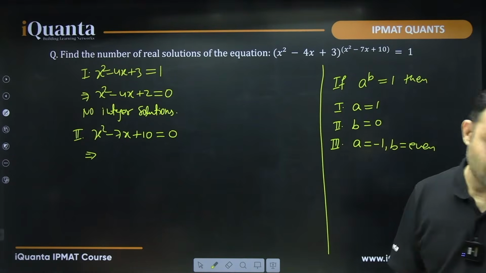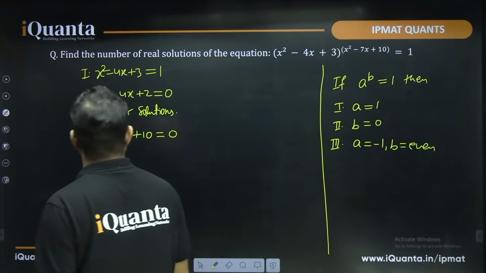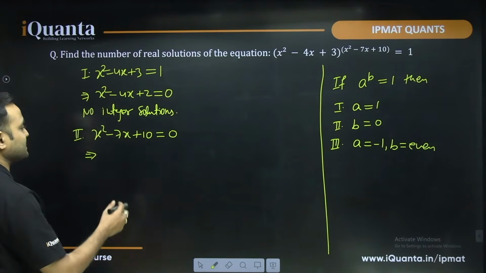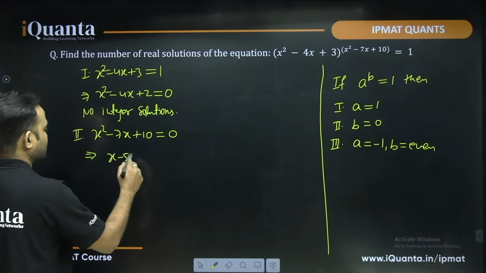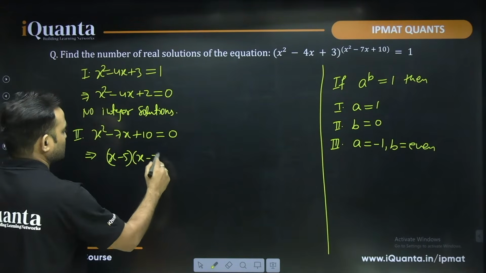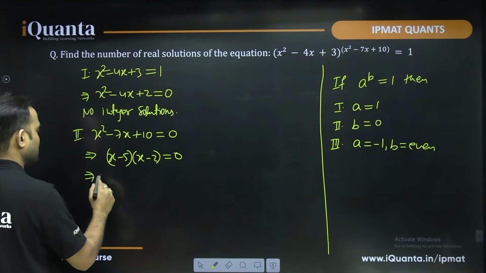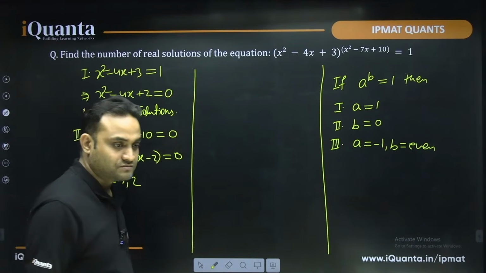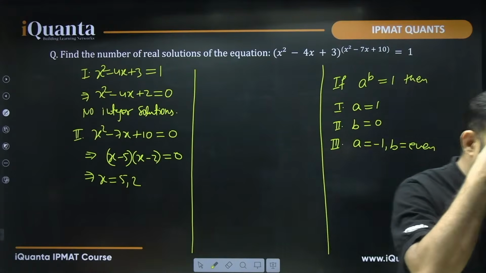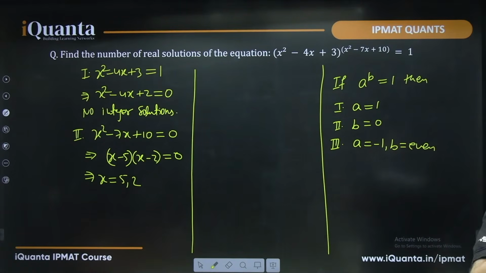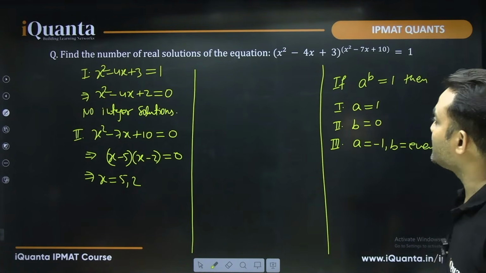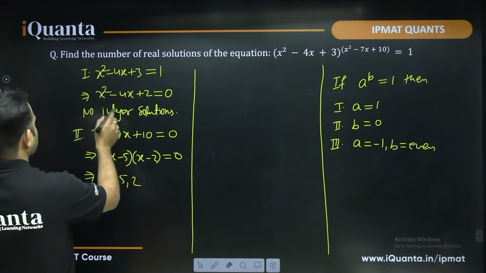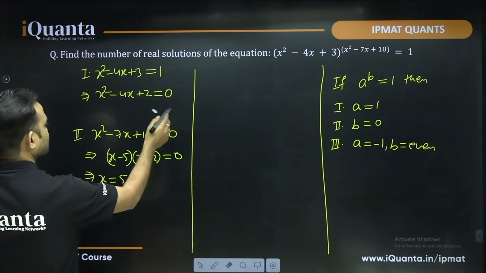Are you distinct? Of course we are talking about distinct. Okay, then x square minus 7x plus 10 is equal to 0. (x minus 5)(x minus 2) is equal to 0. x is equal to 5 and 2. Right? सही है. अच्छा, रियल सॉल्यूशन बोला है. अच्छा हाँ ठीक है, ओके.